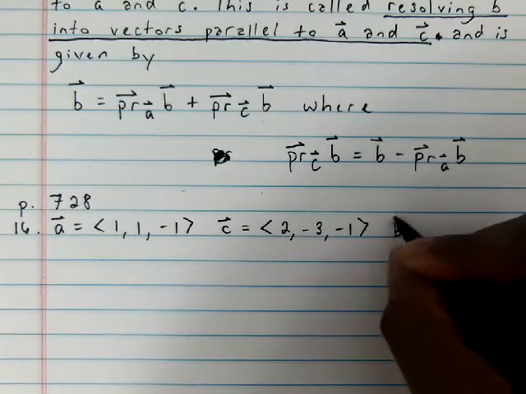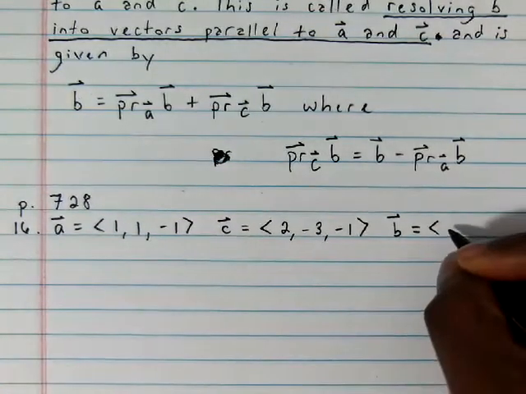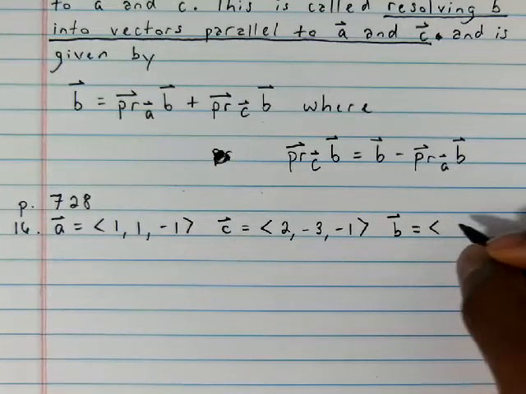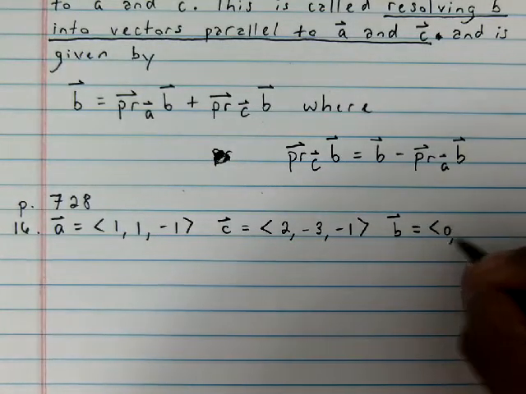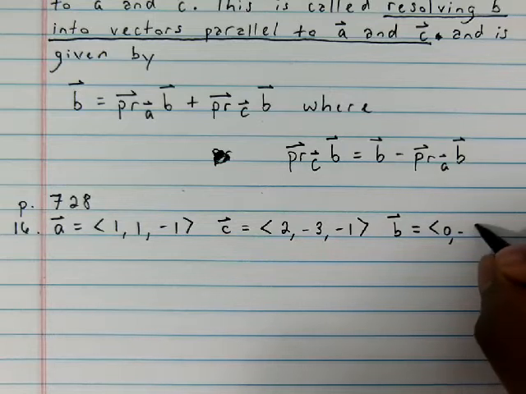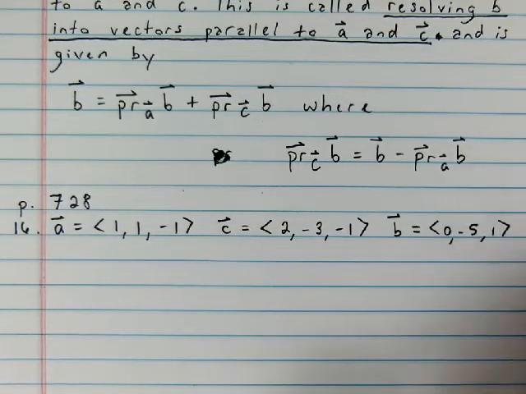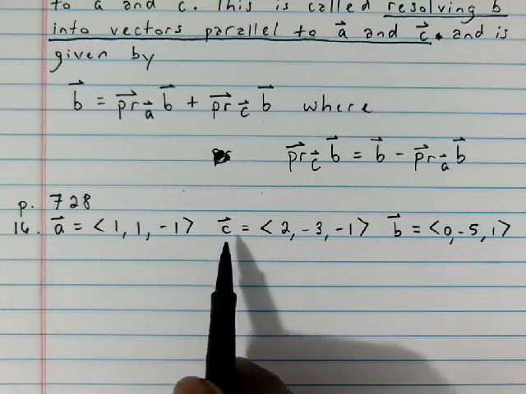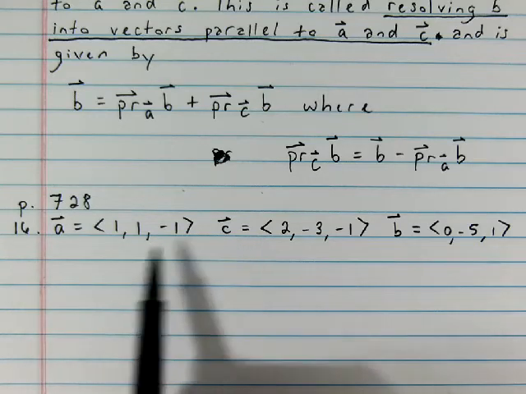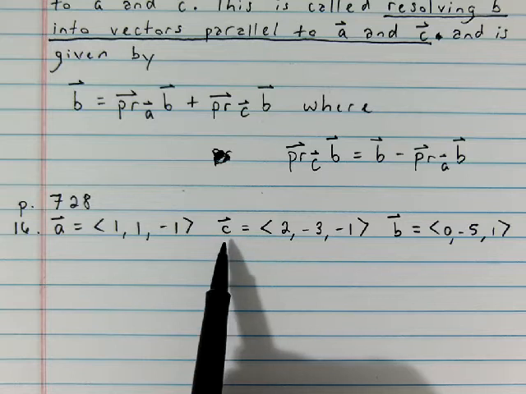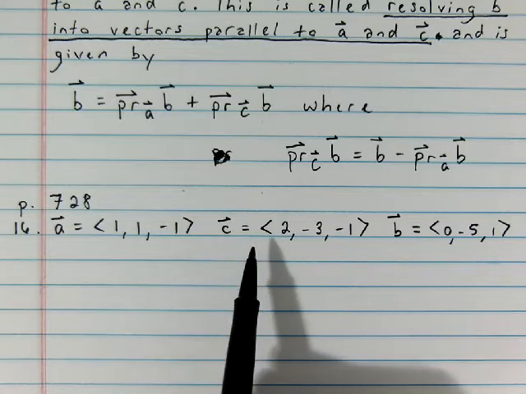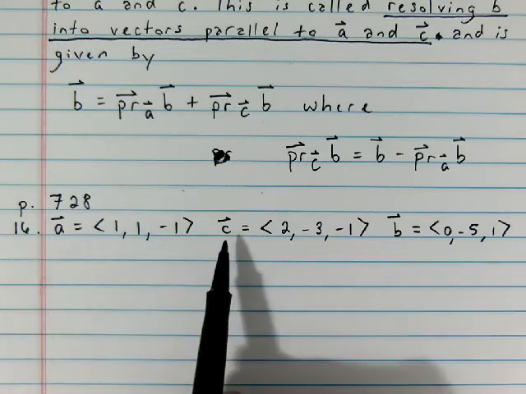And the vector B is 0, negative 5, 1. So the first thing we're supposed to do is check that A and C are perpendicular, but for sake of time, I'll let you all do that. You take the dot product and ensure it's 0. Remember, this process only works if those two vectors are perpendicular.